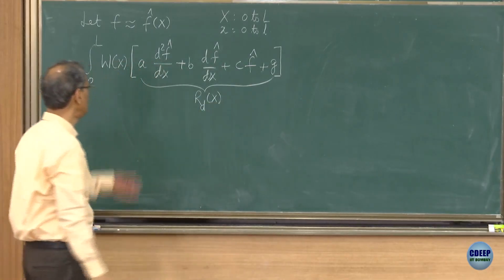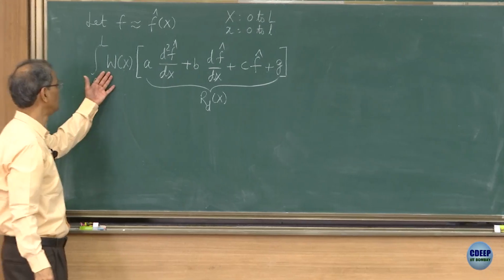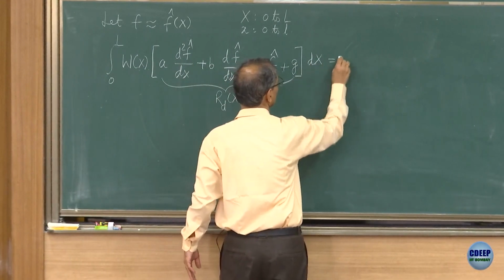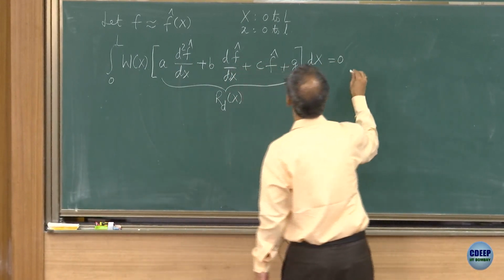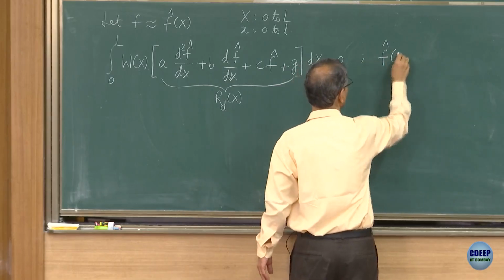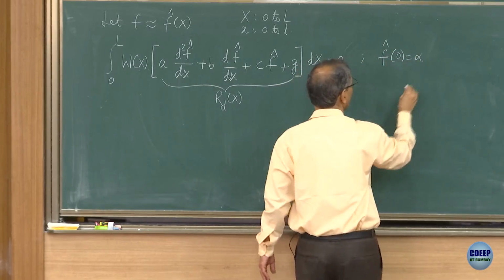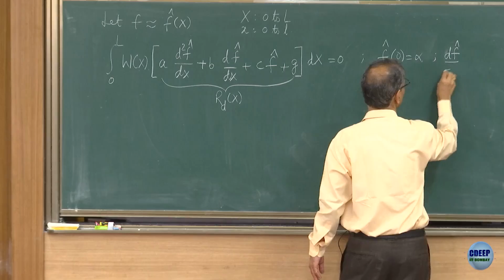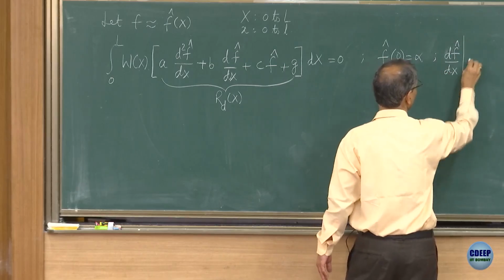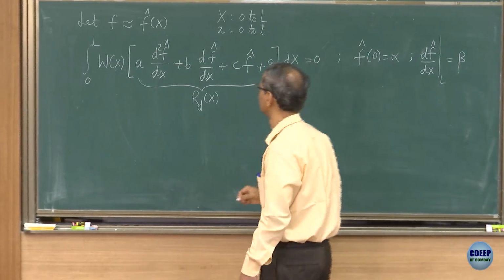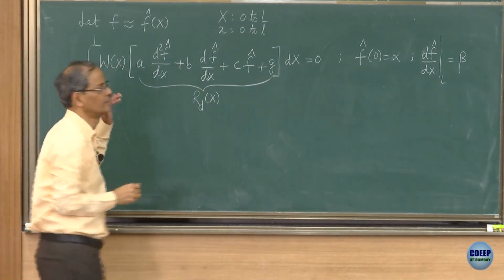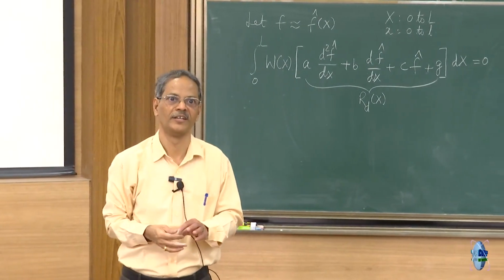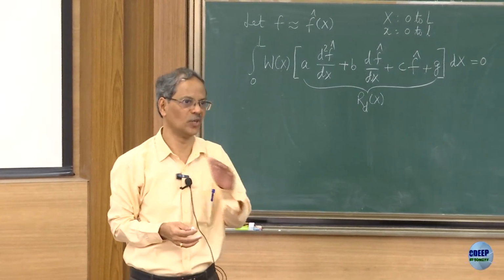This is the domain residual. Weighted sum of this, w is a weighting function, integral of w times r_d of x dx equal to 0, with the same conditions: f hat of 0 is alpha, and df hat by dx at x is equal to L is equal to beta. Okay, so what did we call this? Weighted residual, Galerkin's weighted residual statement.